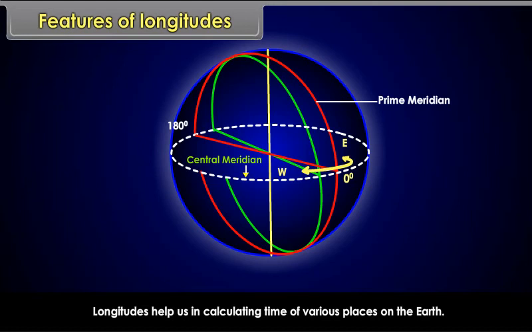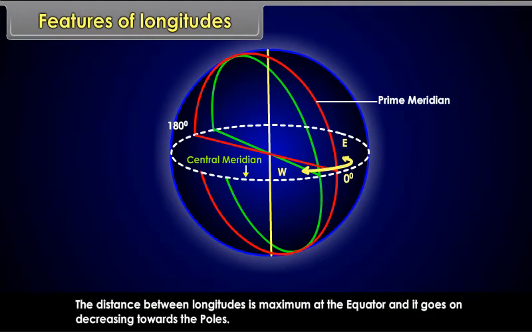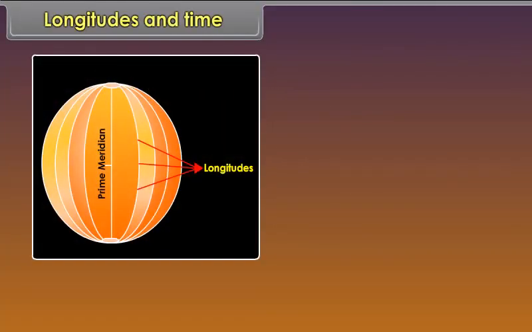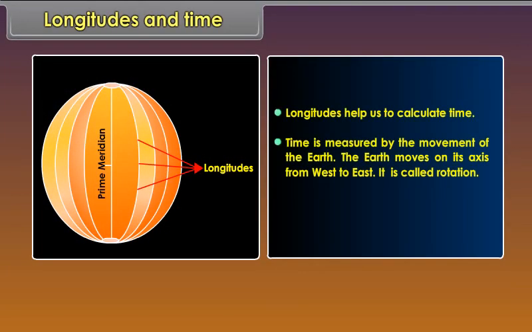Longitudes help us in calculating time of various places on the earth. The distance between longitudes is maximum at the equator and it goes on decreasing towards the poles. Longitudes and time. Longitudes help us to calculate time. Time is measured by the movement of the earth.